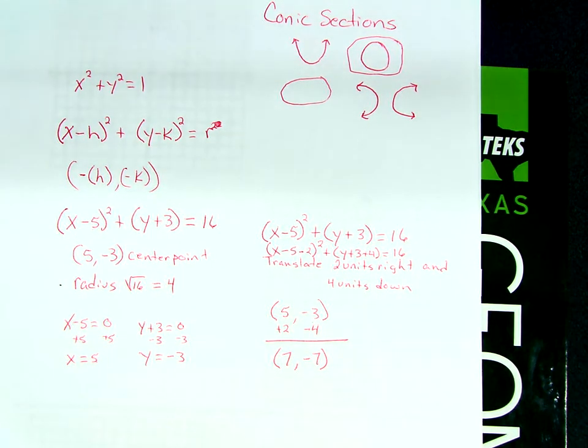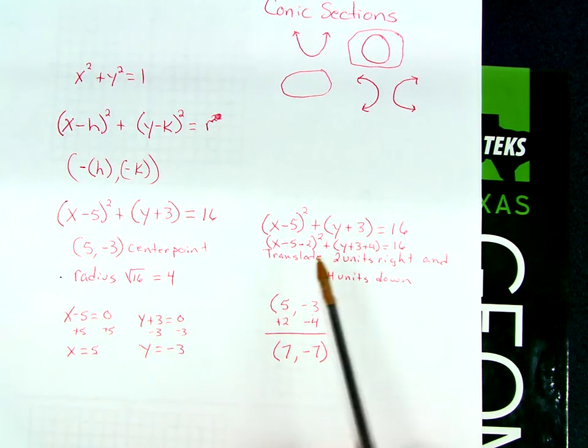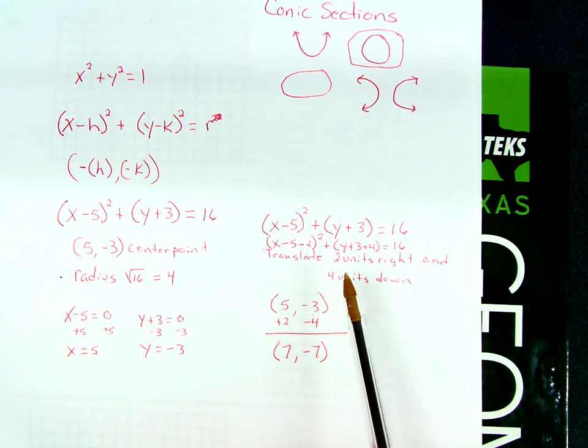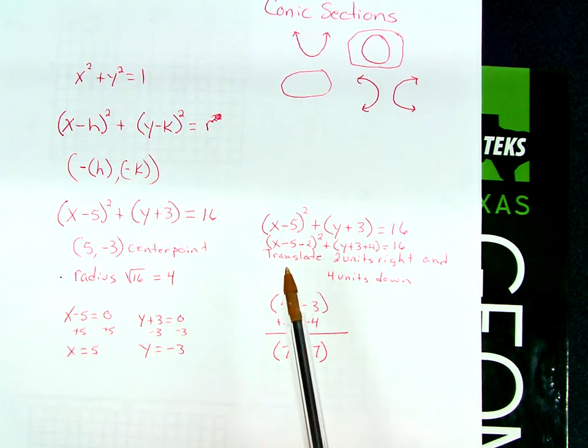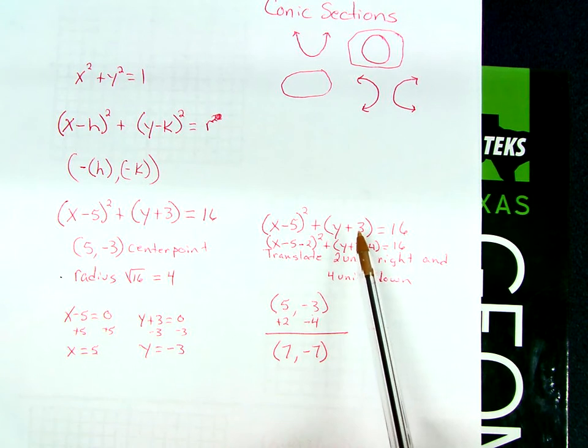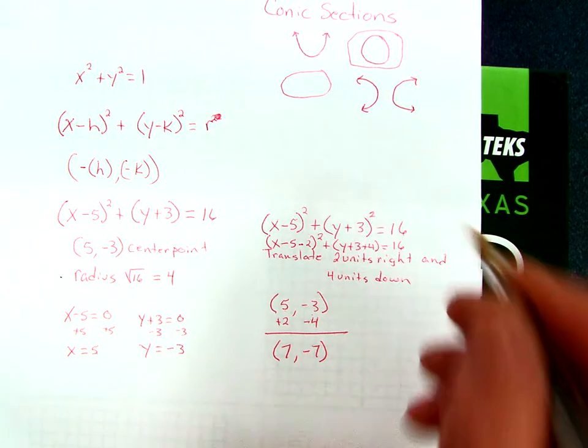So either way you get it, it's not the most complicated thing in the world. Just remember, to go right means you subtract from the x's. To go left means you add to the x's. To go up means you subtract from the y's. To go down means you add to the y's when you're working in standard form.